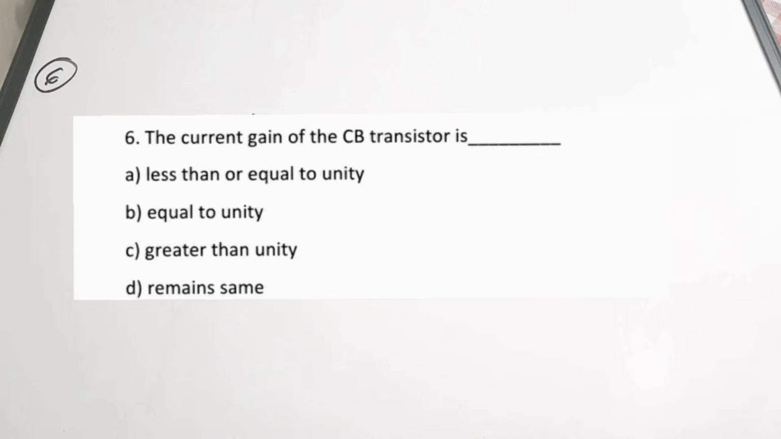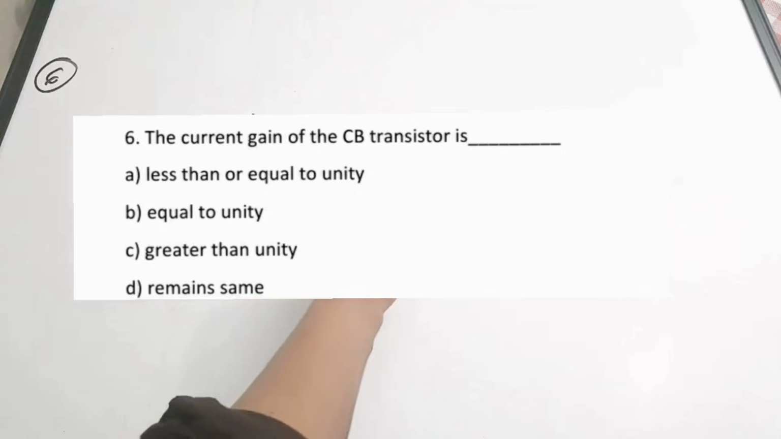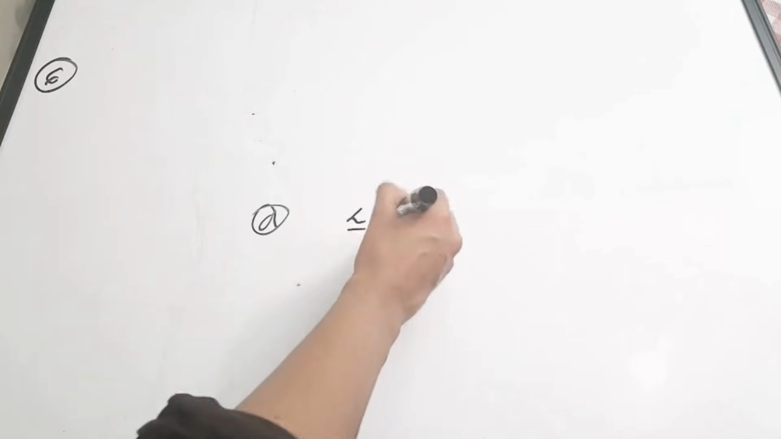Okay, so here the question is asking the value for current gain of a common base transistor. For a common base transistor, the current gain will be less than or equal to unity. Okay, so the correct answer is A, less than or equal to unity will be the value for the common base current gain. Correct answer is option A. Moving on to the 7th question.